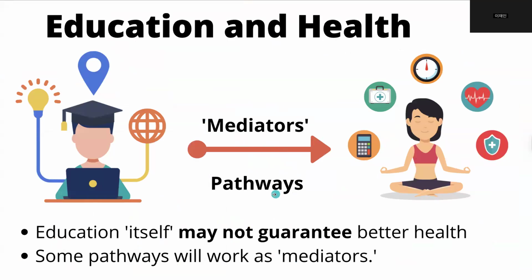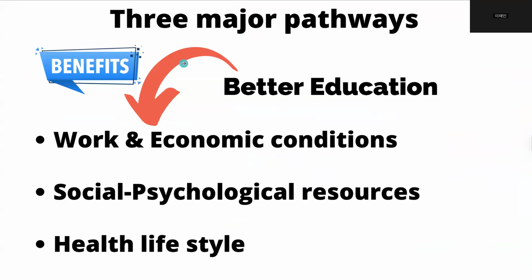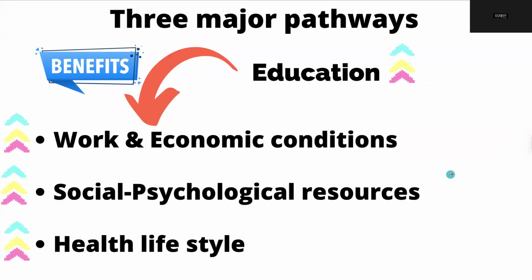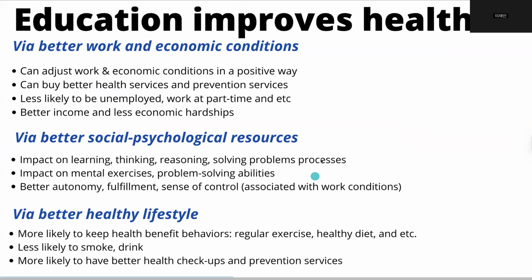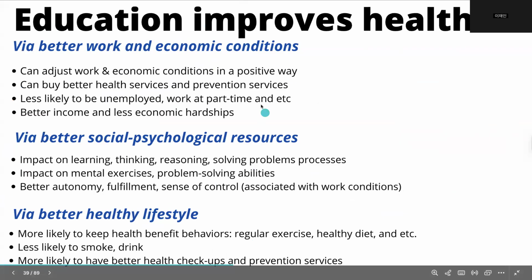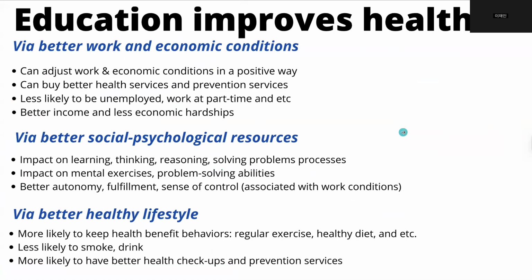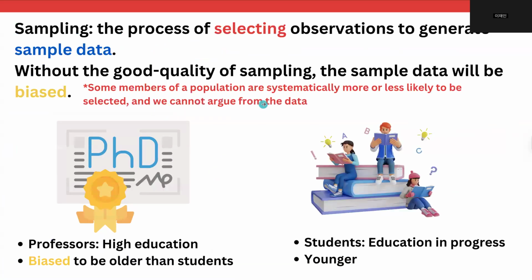But there are some pathways, such as education impacting levels of work and economic conditions, levels of social and psychological resources, and levels of health lifestyle. So we can see that based on this information and these conditions, education is very helpful to improve health condition. For example, let's suppose that you are using a sampling method.